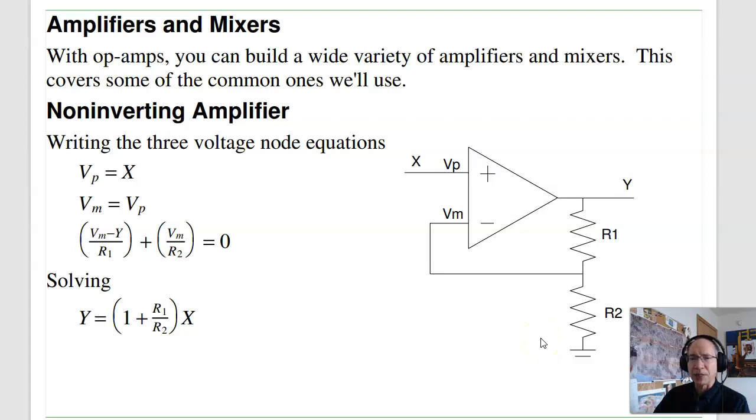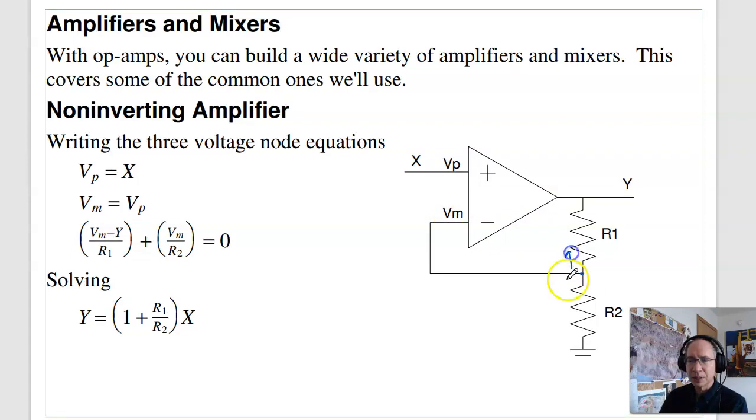Actually, the non-inverting amplifier. Here I've got a circuit, and to write the node equations, there's a couple ways you can do that. One approach is I can say I've got 3 nodes, 3 equations for 3 unknowns: x equals Vp. Second equation I have is V plus equals V minus. And the third equation is at this node, current up plus current down plus current left equals 0. The current left is 0, so that just gives you (Vm minus Y) over R1 plus Vm over R2 equals 0. 3 equations, 3 unknowns, solve, and eventually I get this.